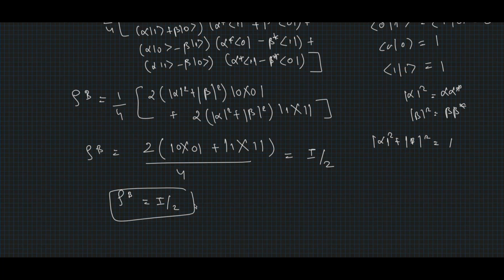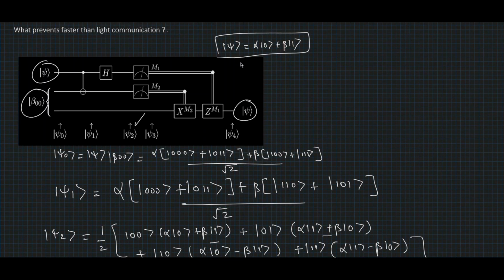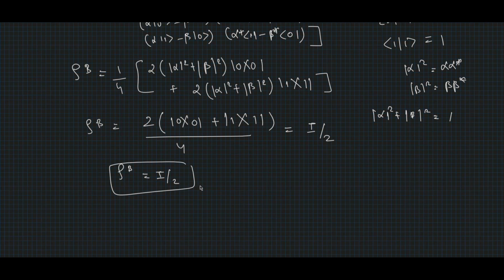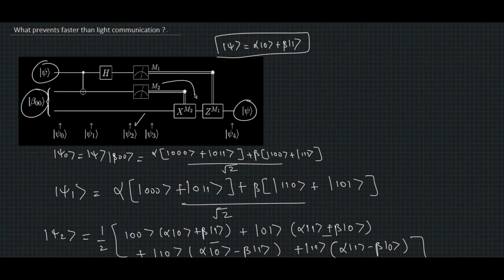That is, the state of Bob's system before Alice has communicated her measurement to him through the classical channel is I by 2. And this state has no dependence on the information of psi that was to be teleported. Therefore, if Bob performs any measurement on his system, he will have no information about the state psi. So, until Alice communicates her measurement to Bob via a classical channel, which takes a finite amount of time, Bob will have no idea about psi. And this scenario prevents Alice from using teleportation to transmit information to Bob faster than light. So I hope you understood what prevents faster than light communication.